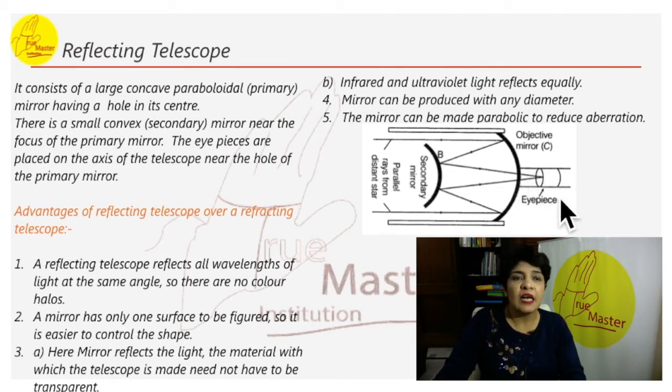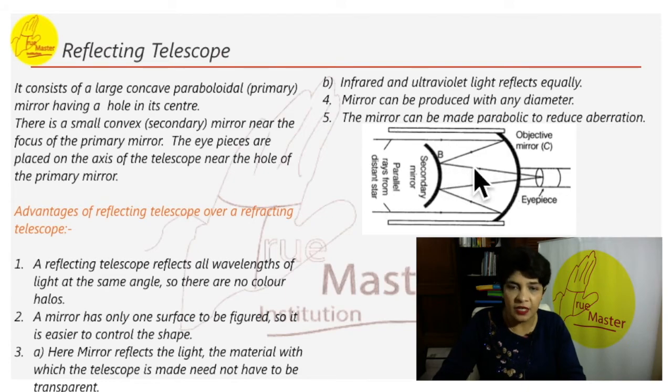The eyepiece is placed on the axis of the telescope near the hole of the primary mirror. So this is the primary mirror and this is the secondary mirror. There is a hole here on which the eyepiece is kept. Now when the light travels from here, these are the two rays which are coming. It strikes on this mirror, reflects back at this angle and reflects to our eyes. Similarly, this ray reflects on this secondary mirror and comes out of this hole and reaches our eye. So this is how a reflecting telescope has been made.